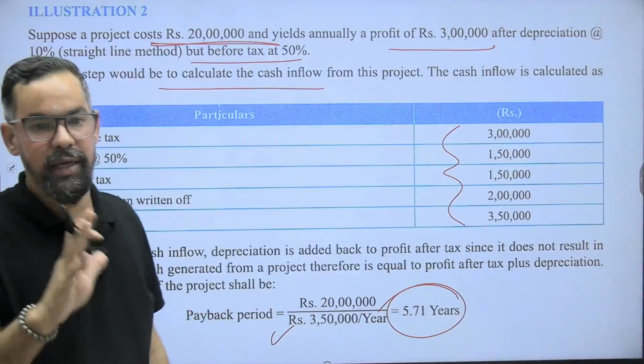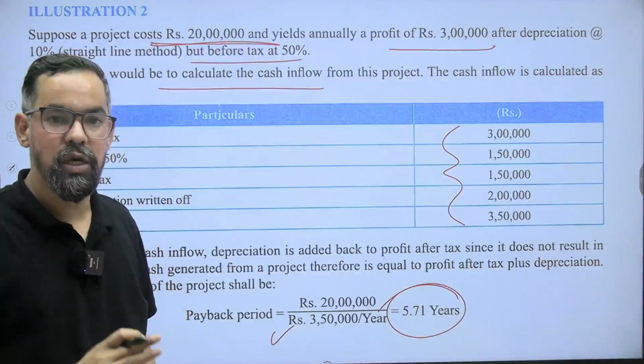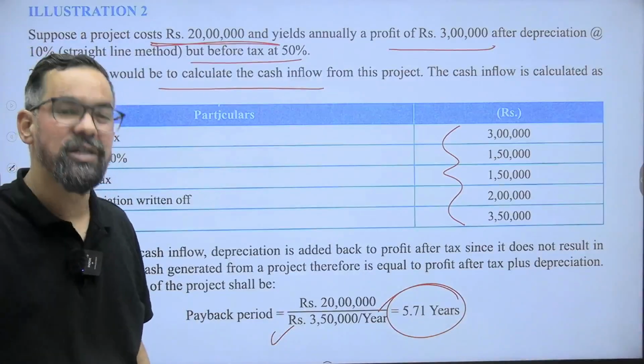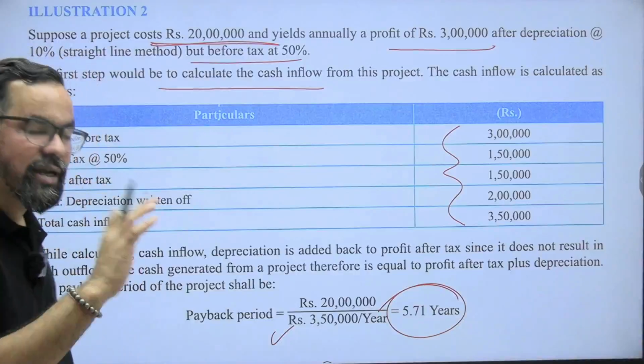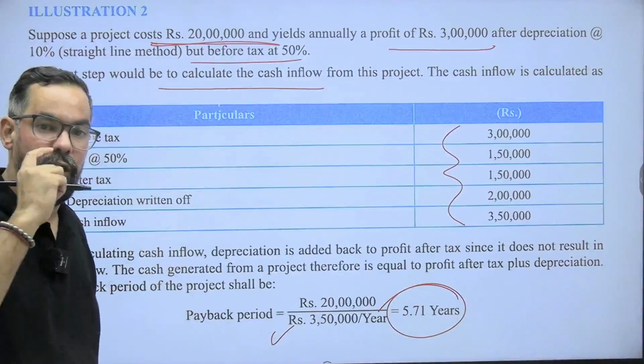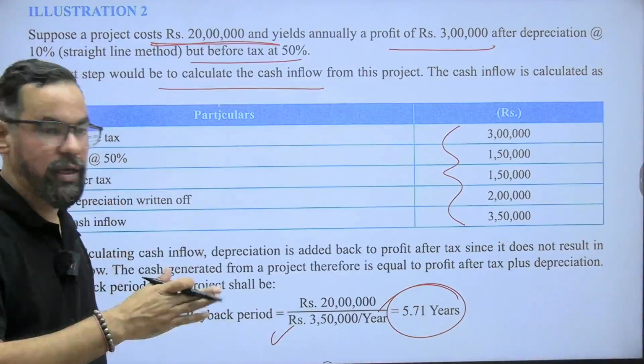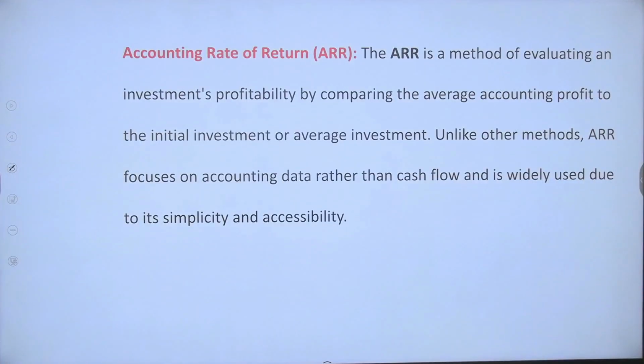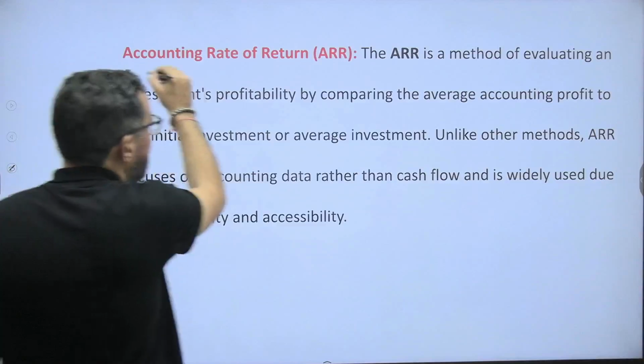Basically you are not doing any sort of future inflows. You are not converting the present value of future inflows; all that happens only in case of your NPV and IRR, okay, and this is the one which we have used. Then we have ARR, accounting rate of return also.